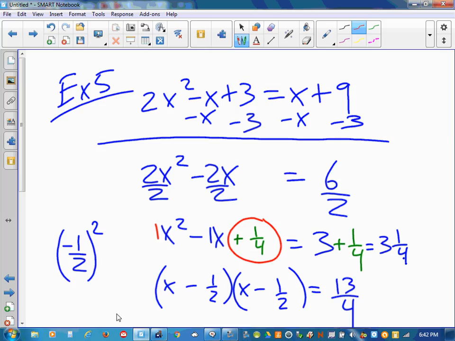That takes care of this section. So enjoy completing the square.